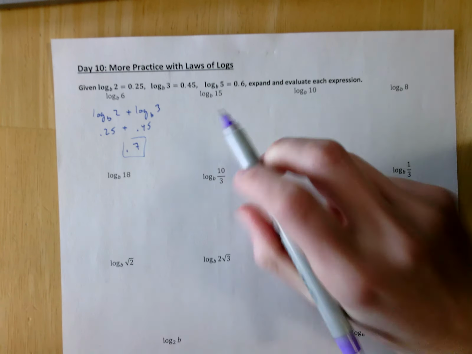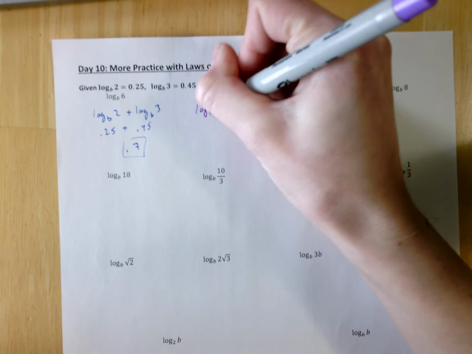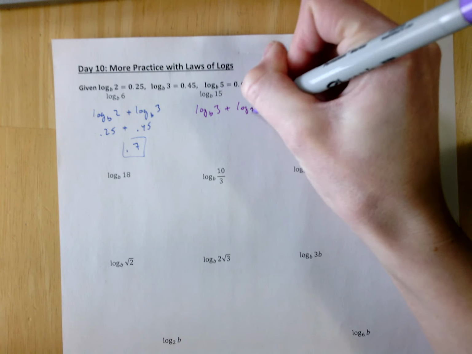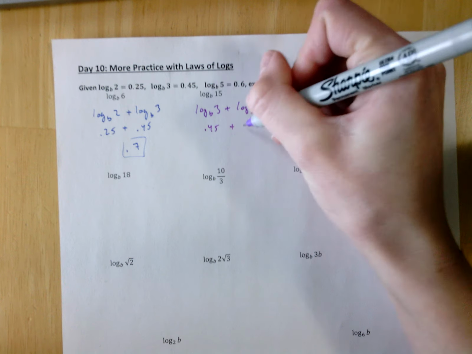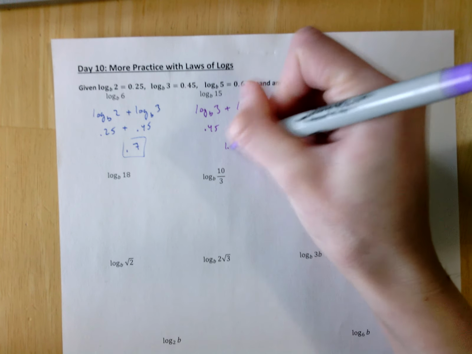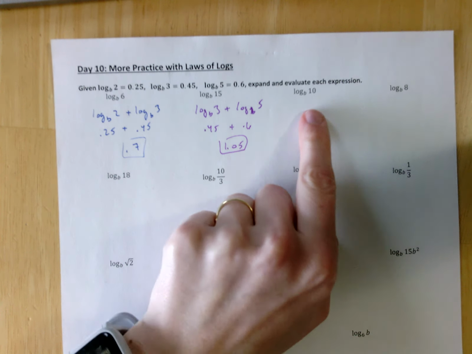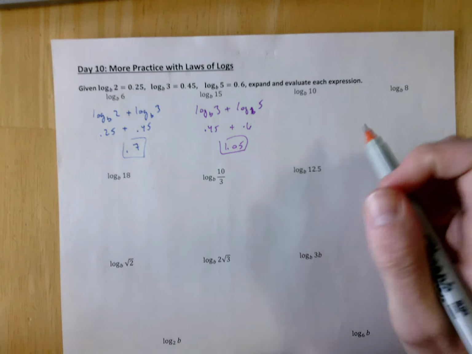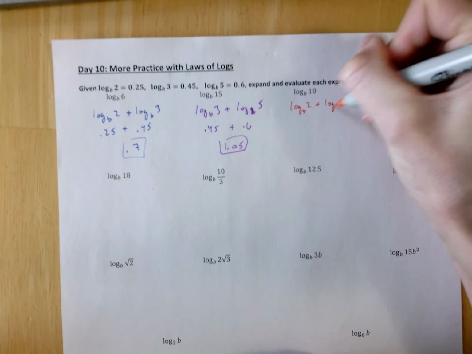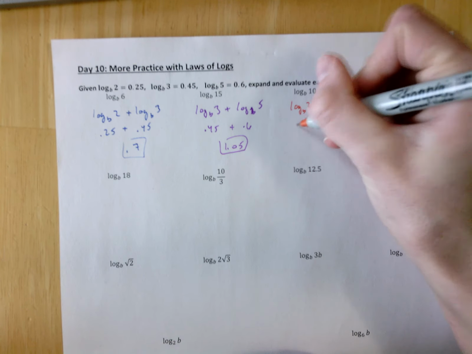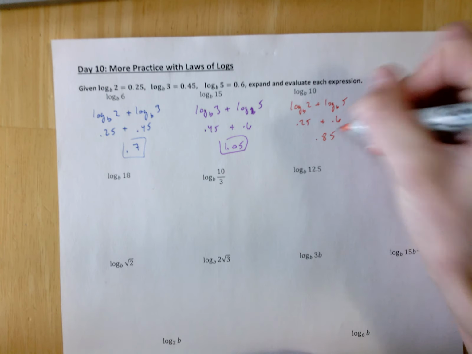All right, the next one here, log base b of 15. The easiest way to get 15 is with 3 and 5, so I can rewrite this as log base b of 3 plus log base b of 5. I know this is 0.45, and this is 0.6, so we add that together, and that's 1.05. Now this one, log base b of 10. I can get 10 using 2 times 5, so this is log base b of 2 plus log base b of 5. So 0.25 plus 0.6 adds to 0.85.